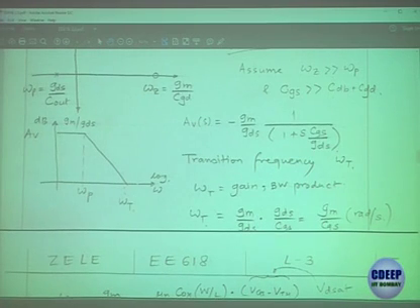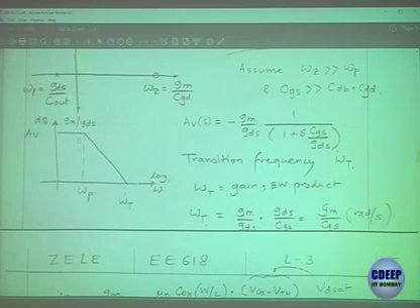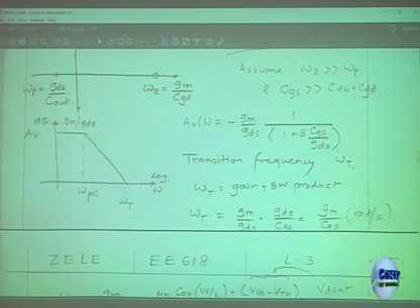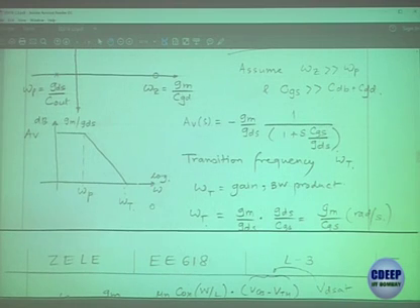Okay. So, pretty much we calculated the gain here, and we calculated the omega p, and from that we can figure out what the omega t is, because this is a 20 dB per decade line. And also the assumption is that the zero is far out, on this side, and it doesn't make a difference. Okay.